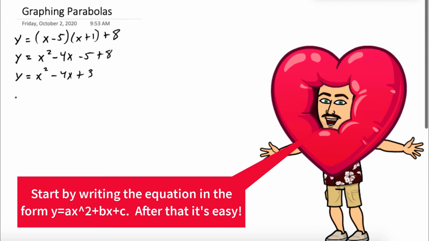And there's a variety of things we need. So first, note that a is positive. So our parabola is going to open upwards. And our vertex will be a minimum.